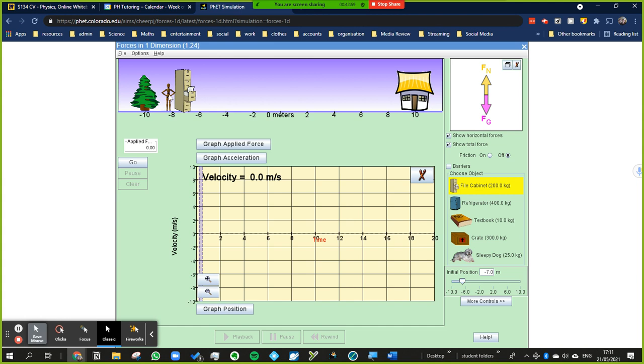So we're going to apply a force. The way you do that is you click on the man and then move to the right. But you have to press go first, by the looks of it. So do you want to have a go at that as well? I'll do it first, or you can do it first. I don't mind, but I'll show you on my screen.